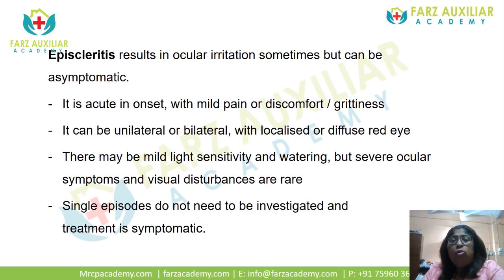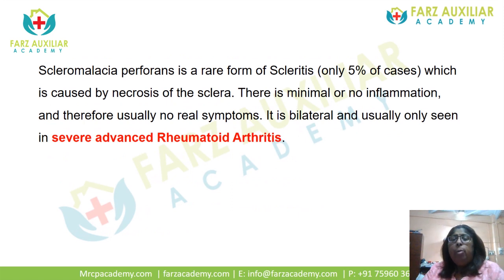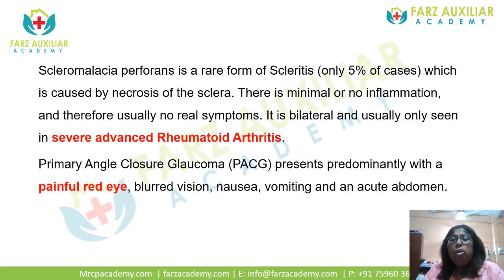Scleromalacia perforans is a rare form of scleritis, only 5% of cases, caused by necrosis of the sclera. There is minimal or no inflammation and therefore usually no real symptoms. It is bilateral and usually only seen in severe advanced rheumatoid arthritis. Primary angle closure glaucoma or PACG presents predominantly with a painful red eye, blurred vision, nausea, vomiting, and an acute abdomen. Significant discharge and pruritus would indicate conjunctivitis.